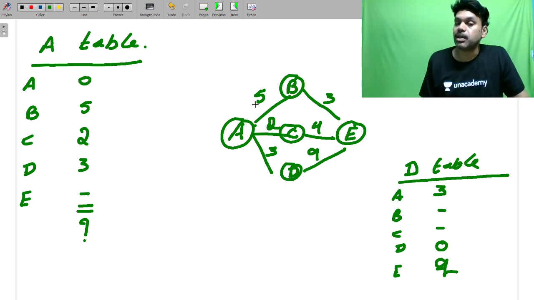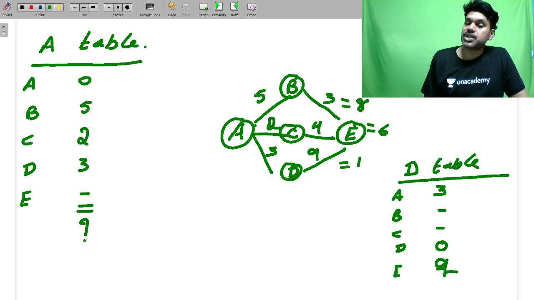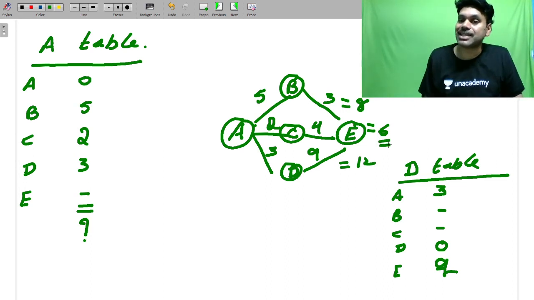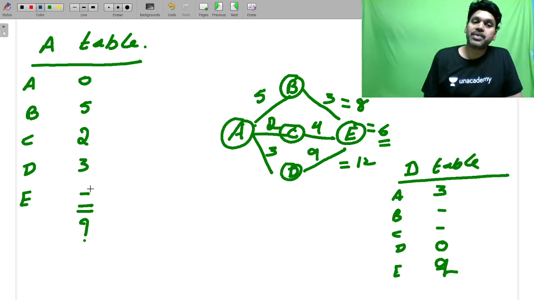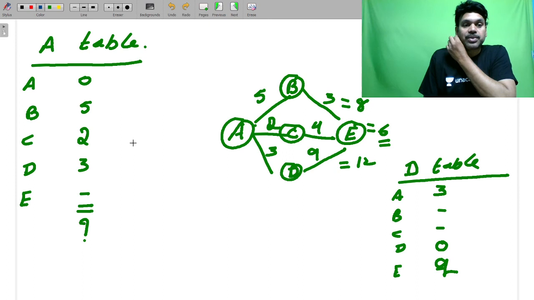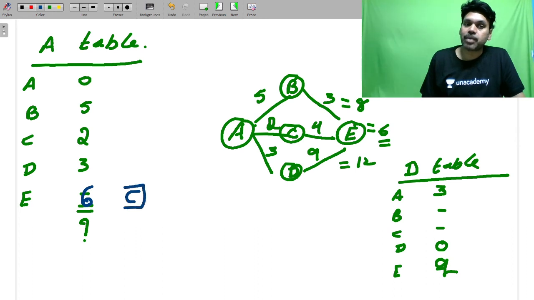Now tell me, 5 plus 3 is equal to 8. 2 plus 4 is equal to 6. 3 plus 9 is equal to 12. You need to take the shorter always. What is the shorter here? 6 is the shorter. That's it. You got your value. 6 is the shorter. A is going to E via C. This is your next hop.